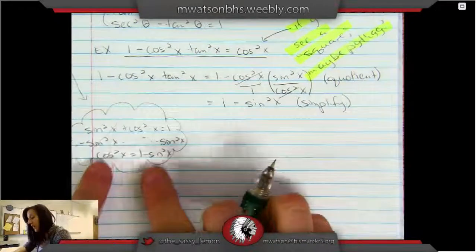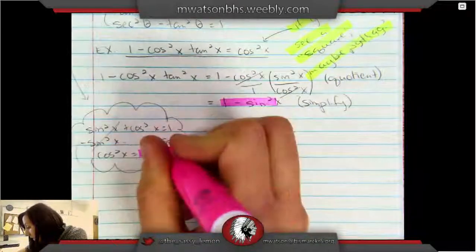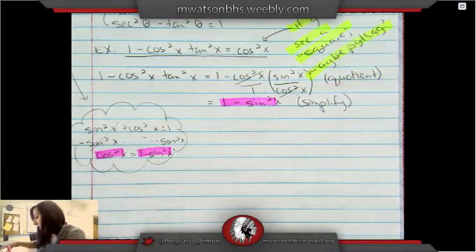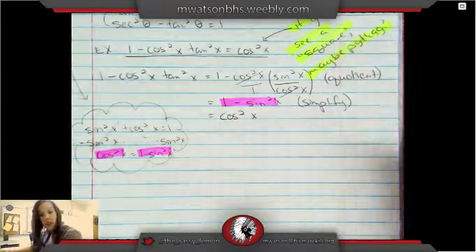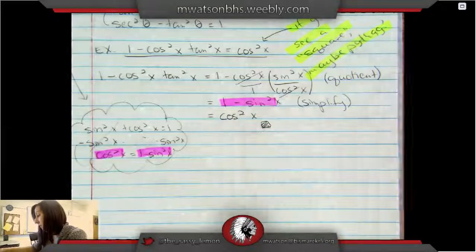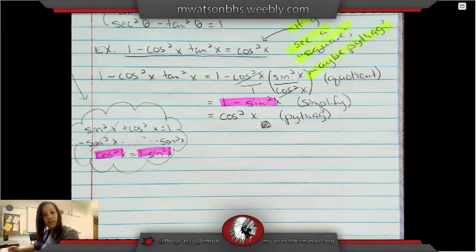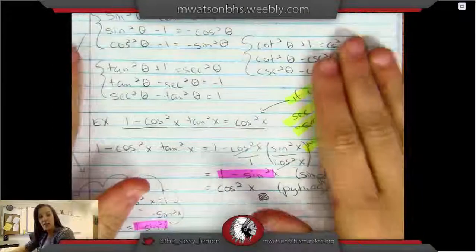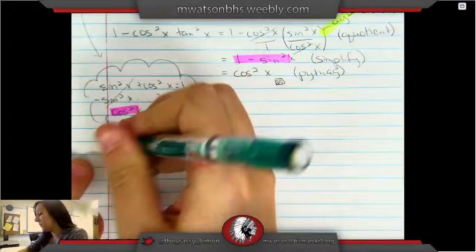So I manipulated the identity, and these two things are equal, so I can substitute. And I've got cosine squared x, which is what we were looking for. So that means I'm done. And over here, I'm just going to put Pythag. And that's it. These are going to be a little bit trickier to think about because you have to think about all the different ways that your identities can be manipulated.